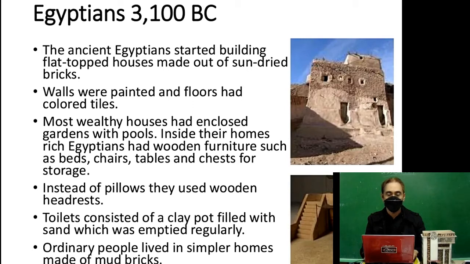Egyptian, 3000 BC. The ancient Egyptians started building flat-top houses made out of sun-dried bricks. Walls were painted and floors had colored tiles. Most wealthy houses had enclosed gardens with pools. Inside their homes, rich Egyptians had wooden furniture such as beds, chairs, tables, and chests for storage. Instead of pillows, they used wooden headrests. Toilets consisted of a clay pot filled with sand, which was emptied gradually. Ordinary people lived in simpler homes made of mud bricks.